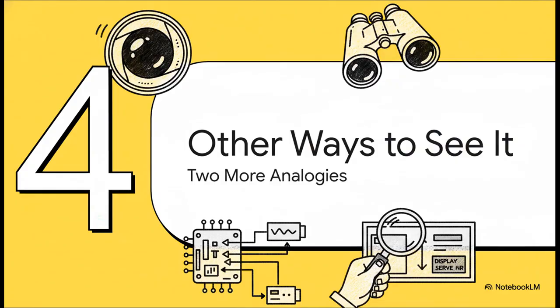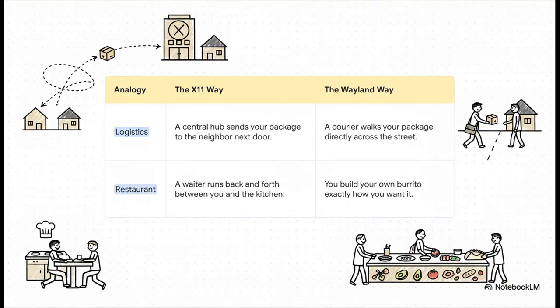Okay, that whole construction analogy is a great start. But to really lock this concept in for you, let's just quickly look at it through a couple of other examples. So think about logistics. The X11 way is like sending a package to a huge central hub 50 miles away, just to have it sent all the way back to be delivered to your neighbor next door. The Wayland way? You just give it to a courier who walks it directly across the street.